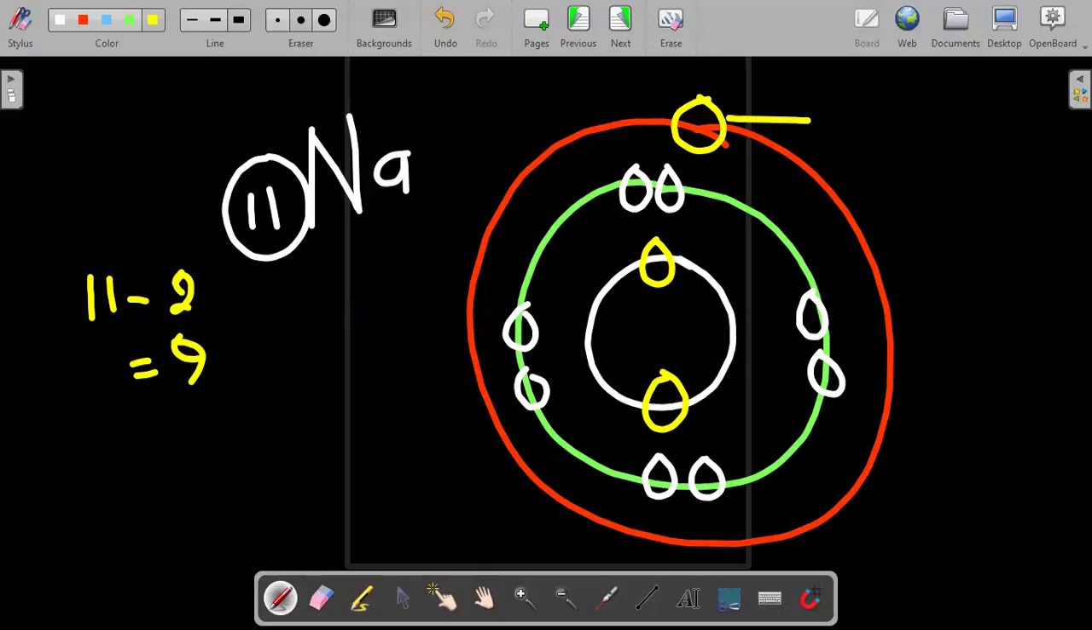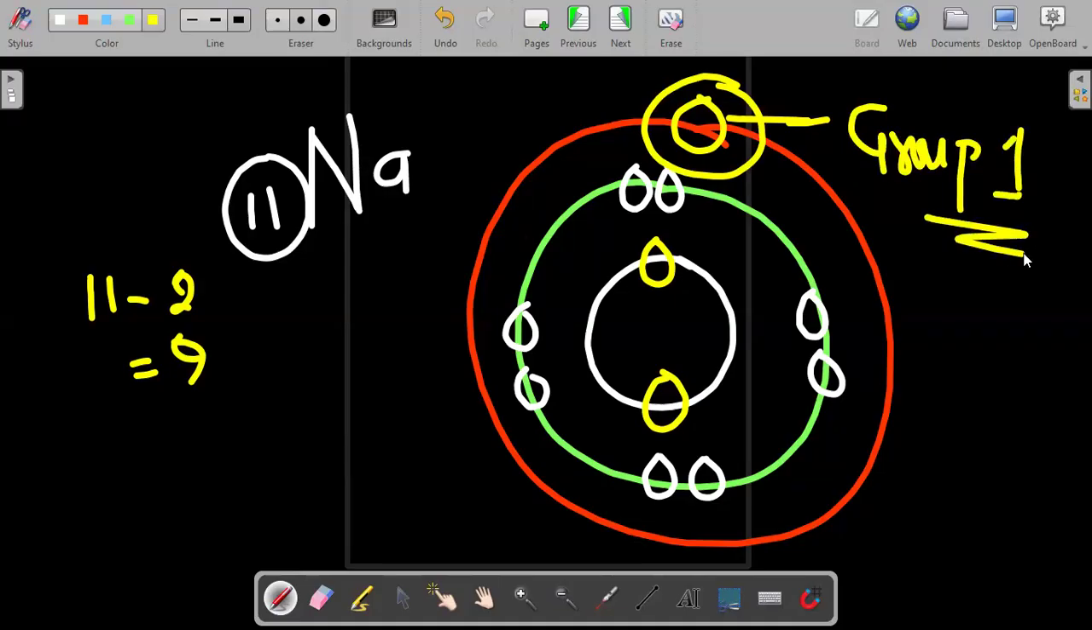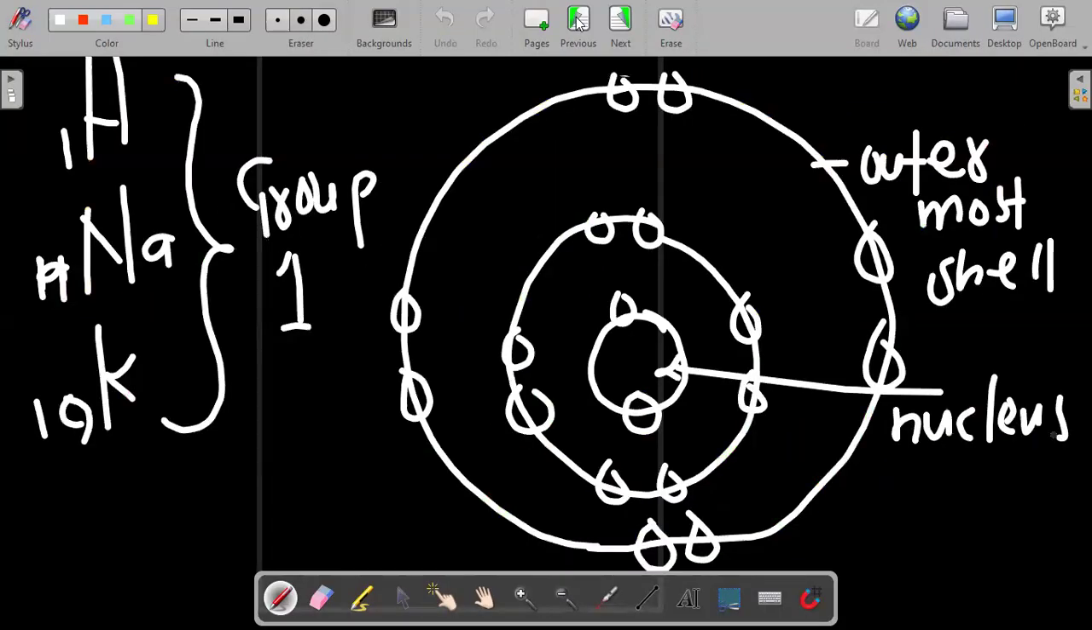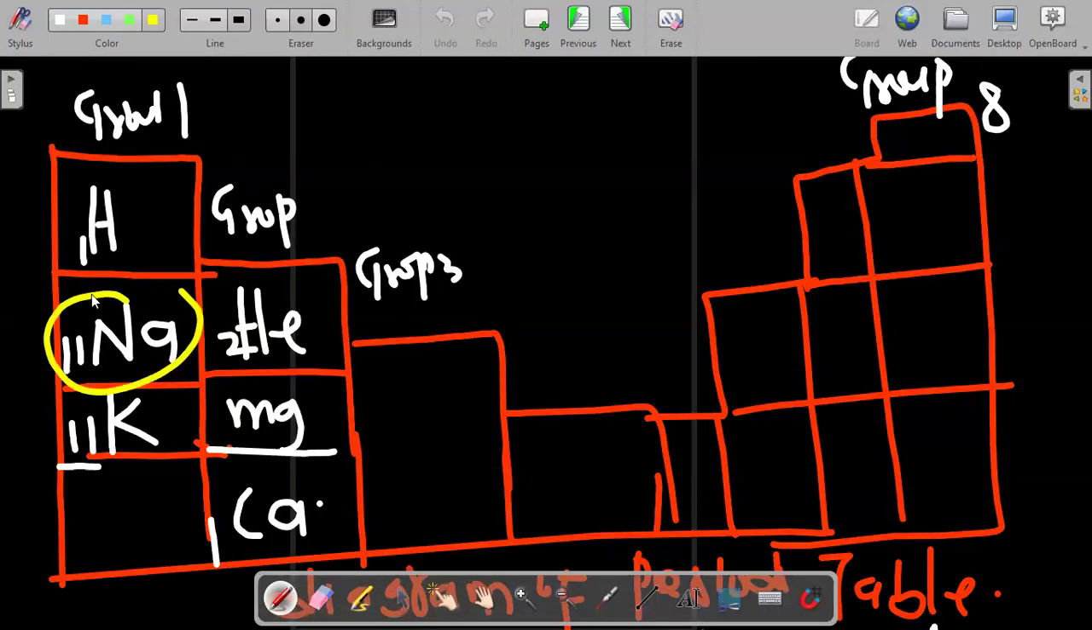Okay? And sodium has 3 shells. The 3 shells represent the number of periods sodium has. So you can see here, this is the reason why they classify sodium in group 1. It has 1 valence electron in its outermost shell. That's why they put sodium in group 1. You can see sodium here. It's in group 1 because it has 1 valence electron in its outermost shell.